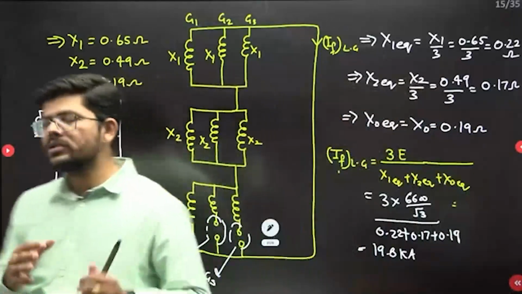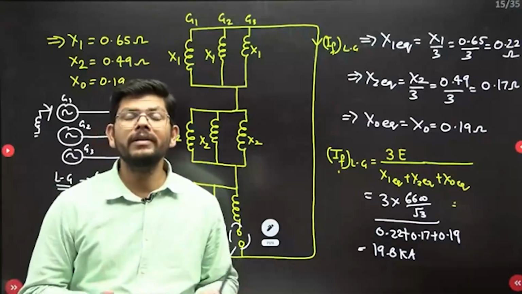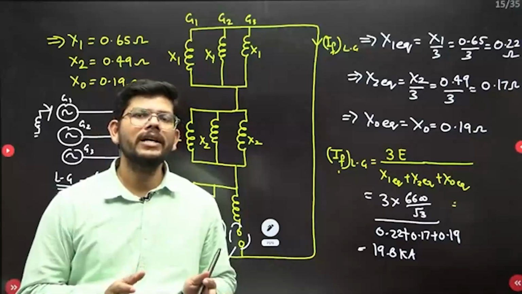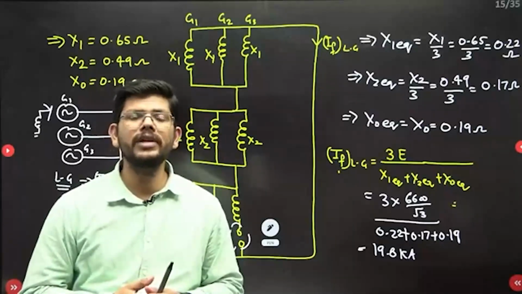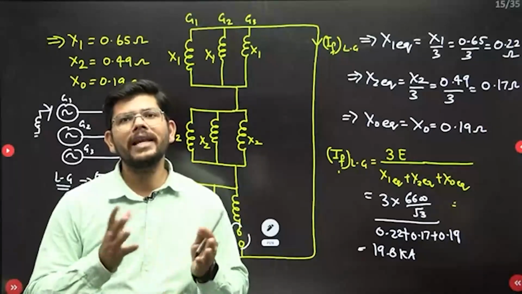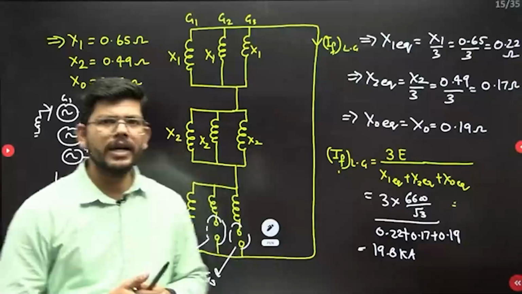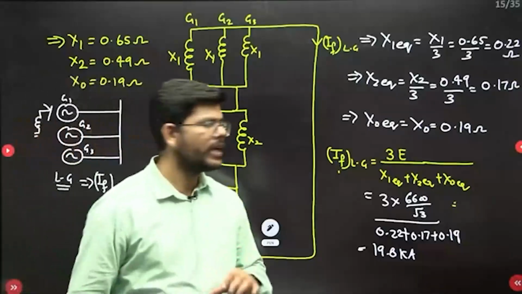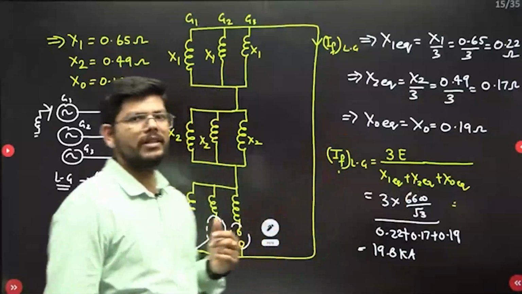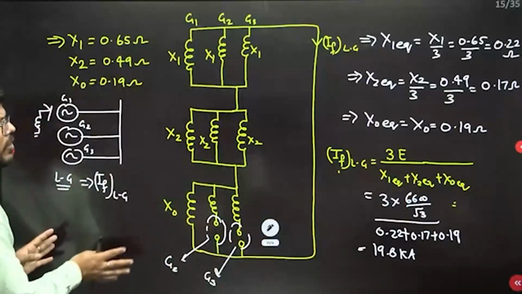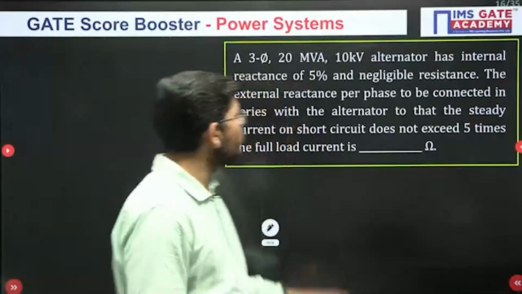Now a combination of all of them, or any two, or a single one will be asked in the exam. The purpose of choosing this problem in the GATE score booster series is to let you know about all the scenarios that you may see in fault analysis. And one mistake: whether you are putting the values in ohms or in per unit, be very serious about that. Otherwise you have done a lot of hard work but the answer will not match. Now moving towards the next question.